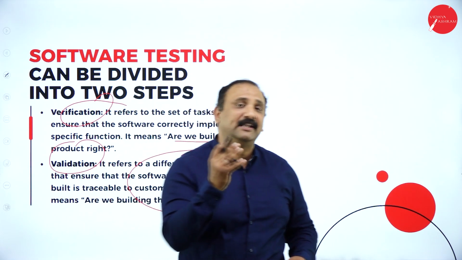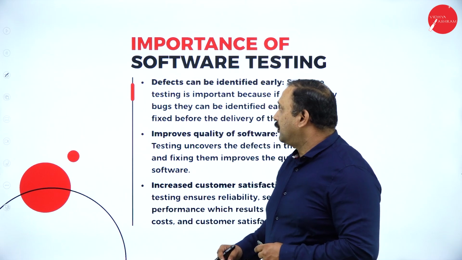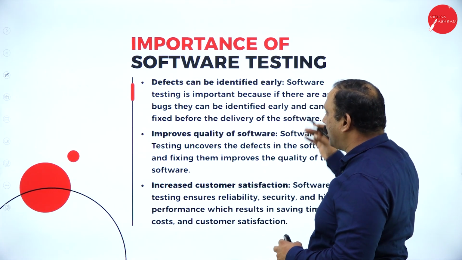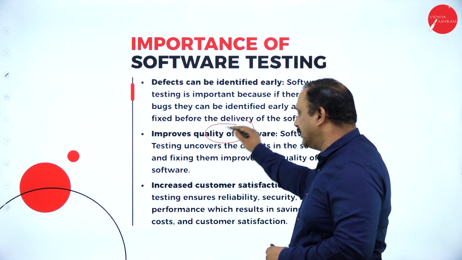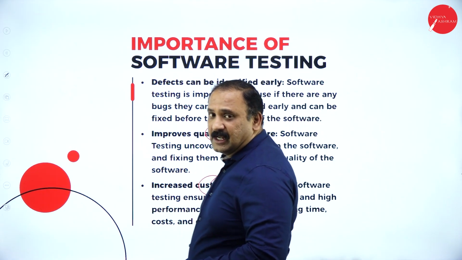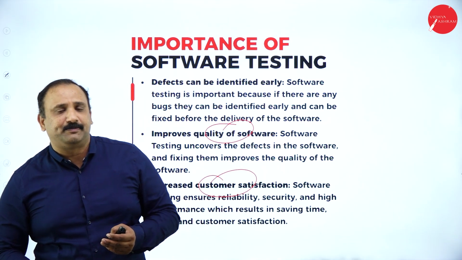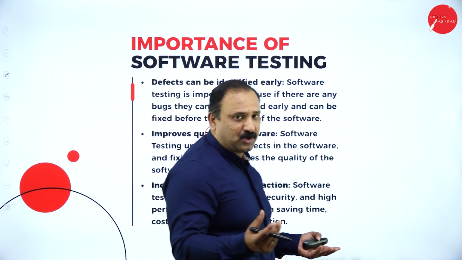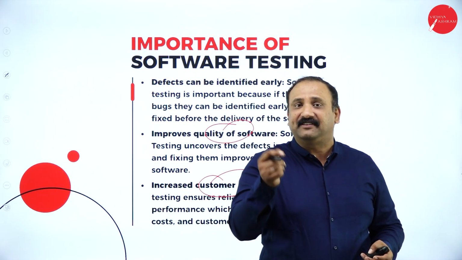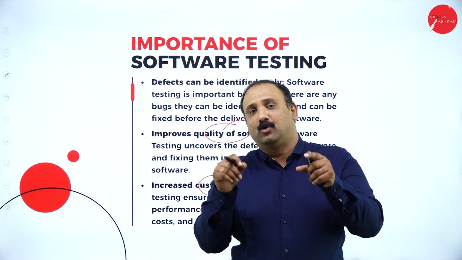So that's where validation is an important step of software testing, followed by which defects can be identified early. The importance of this is that it improves the quality of the software and increases customer satisfaction. Now, we cannot develop a software which will always be defect free. Practically, that is not possible. But yes, we can understand and detect that defect even before it goes into production, even before it goes live.